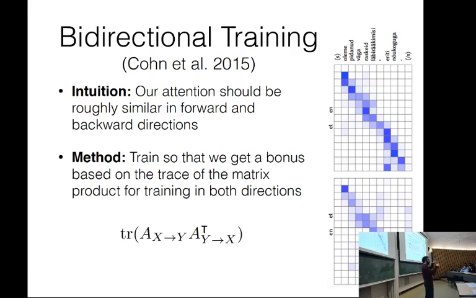bonus during training. So here they train both systems at the same time, both English-French and French-English. And there's an additional, here it's not a penalty in the loss function, it's a bonus. That is the trace of the multiplication of the 2 attention matrices, right? So maximizing the trace means that you maximize the weight that's on the diagonal, which means that the 2 attention matrices agree more. All right.